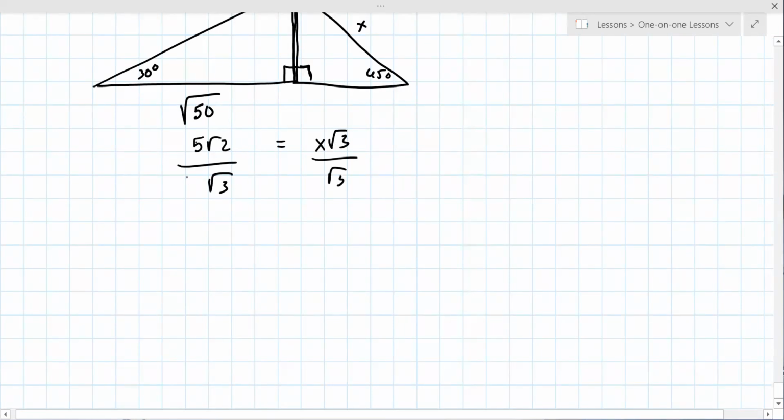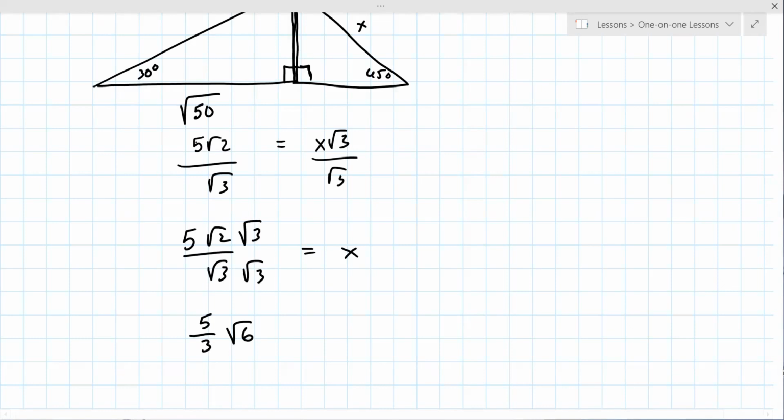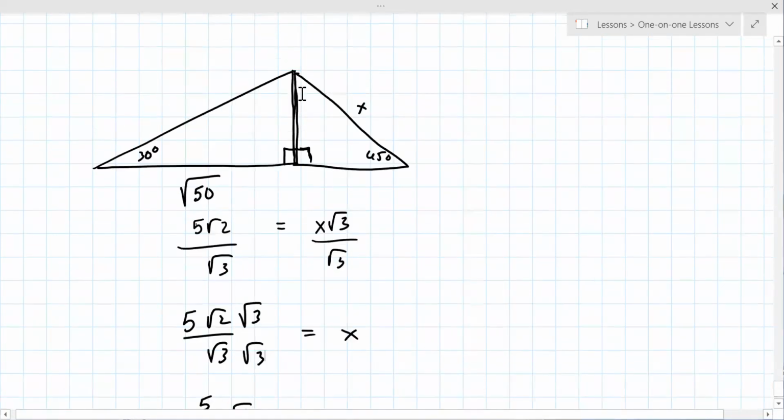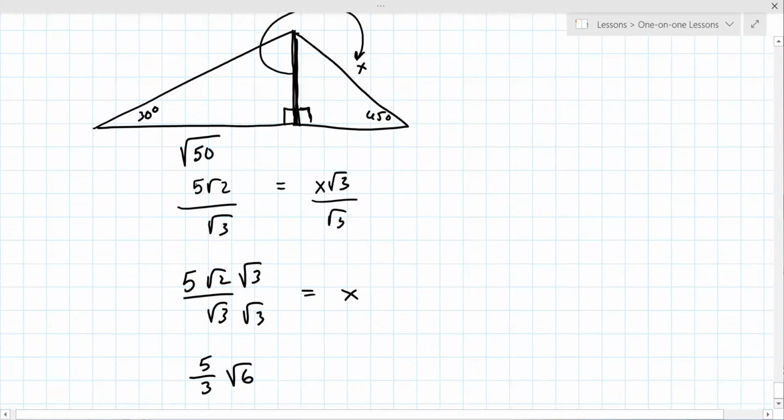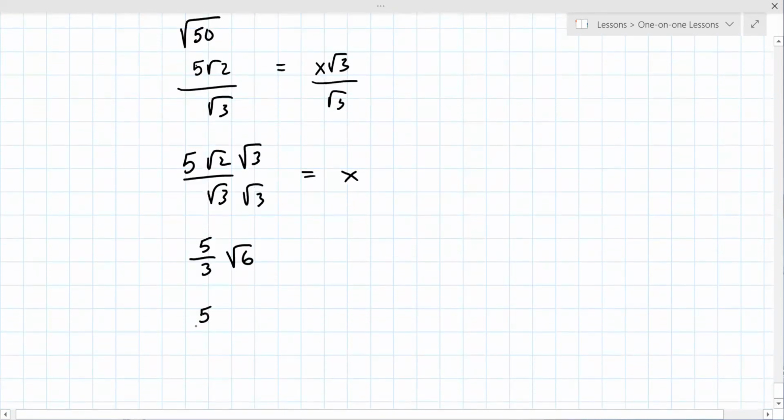And I guess we haven't done any of those types of problems. So 5√2 over square root of 3, you rationalize by multiplying the top and bottom by √3. So you get 5/3 square root of 6 is x. Well, that's not the x that we're looking for. That's just this right here. So how do you go to there? You multiply by √2. So it's 5/3 times the square root of 6 times the square root of 2.